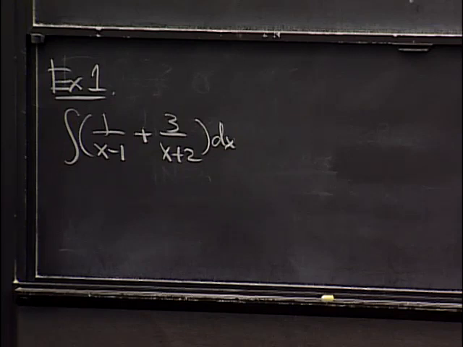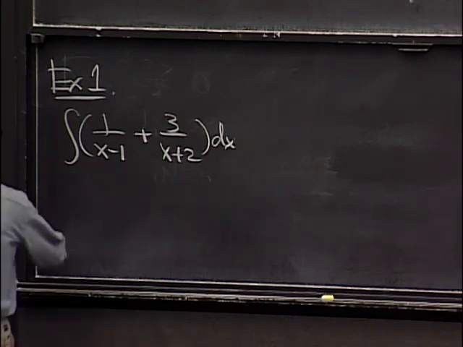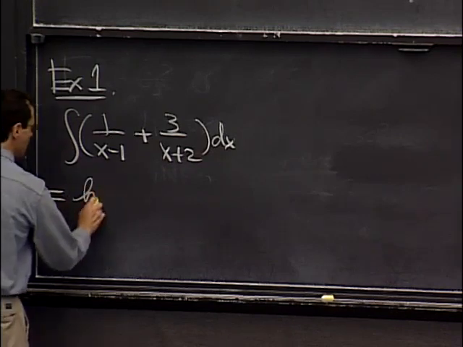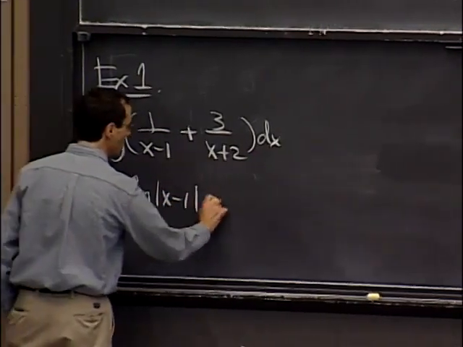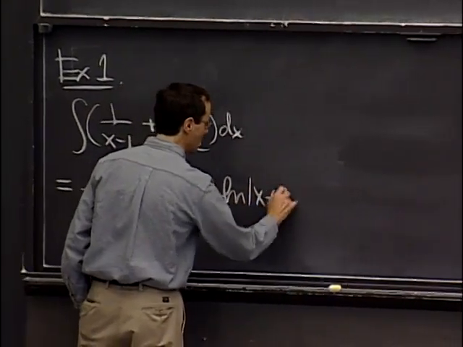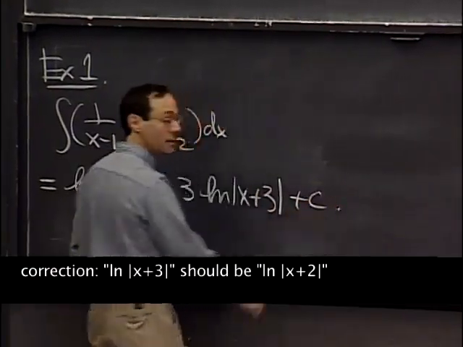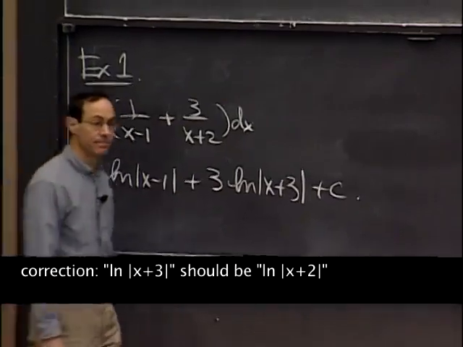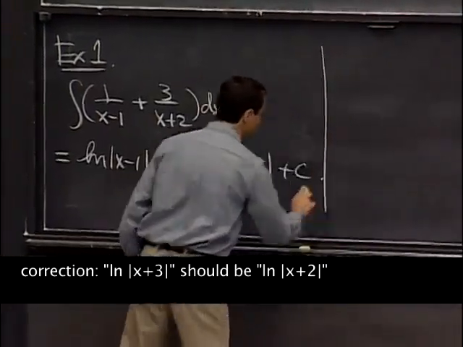dx. Now that's easy to do. It's just, we already know the answer. It's natural log of x minus 1 plus 3 times natural log of x plus 2 plus a constant. So that's done. Okay?